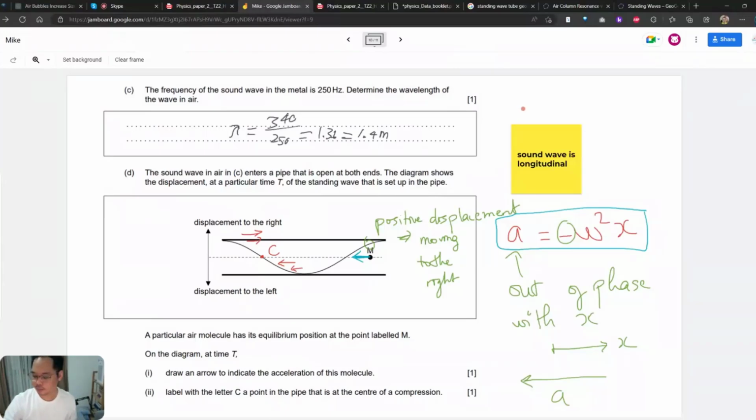Then is the point right next to the M the rarefaction? Here, you mean this point? Yeah, exactly. Let's call that rarefaction R, because the particles are moving away from each other here.